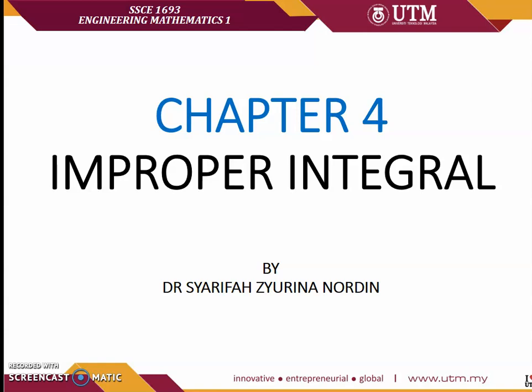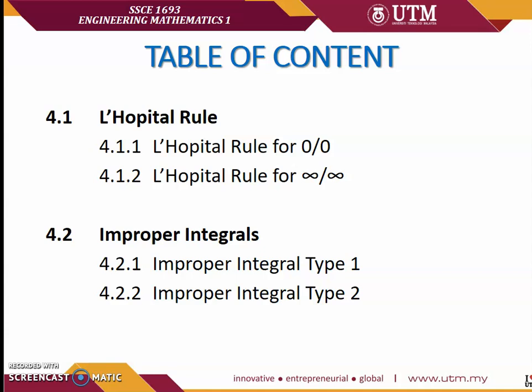Today we will look at chapter 4, improper integral. For the table of contents, we have two parts. The first part is L'Hopital rule, and the second part is how to solve improper integral. L'Hopital rule is the rule that we need to use to solve improper integral. We have two categories, which are 0 over 0 and infinity over infinity. For improper integral, we have two types, type 1 and type 2.